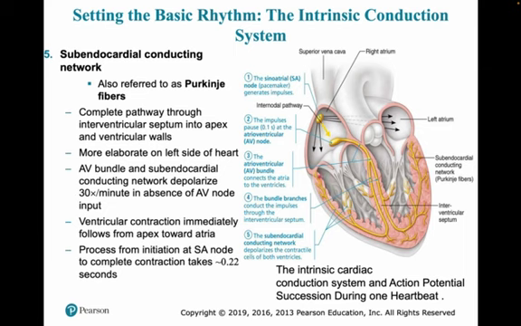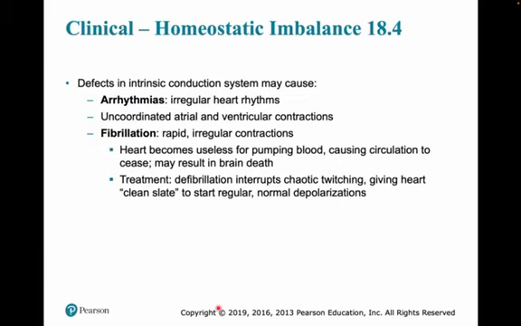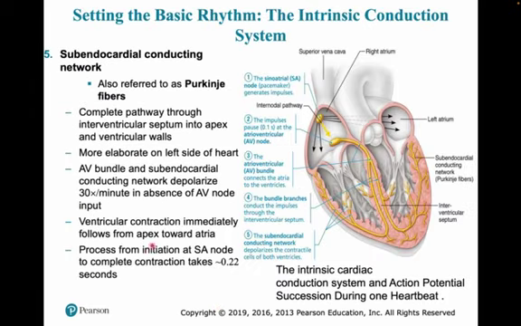Now, like we said before, the whole process from SA node initiation to the complete contraction, to the complete impulse being carried away, takes approximately 0.22 seconds. All right, so this is how the whole heart keeps its rhythm. That's the basic mechanism. Like you learned about the steps of the heart and how the blood is flowing, this is the background autorhythmic mechanism by which the blood flow can be done so efficiently.